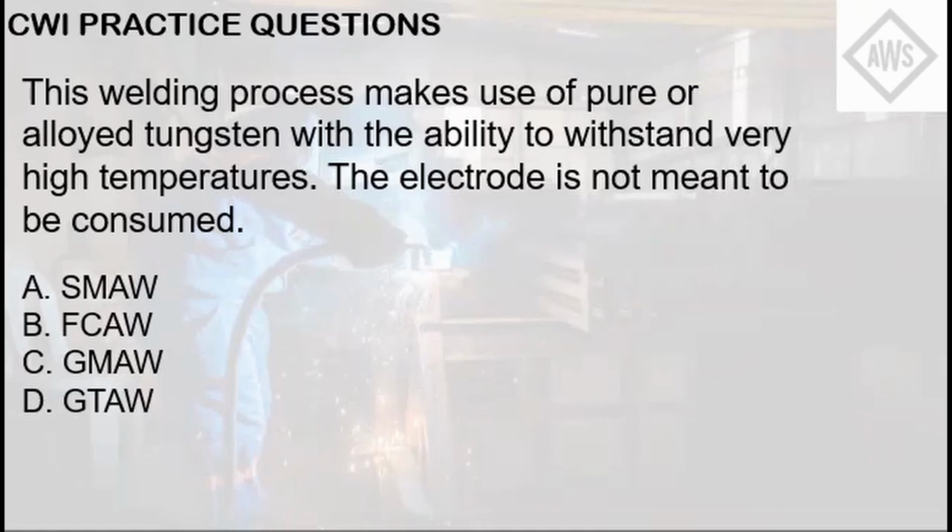GMAW consists of meters and meters of wire that is being fed to the gun, and it doesn't have tungsten in it. So GTAW, or gas tungsten arc welding, makes use of an alloy tungsten that is subjected to a very high temperature, and it is fused with a filler metal or a filler rod that is being fused to the base metal so as to weld it in place. So the answer here is GTAW, or gas tungsten arc welding, commonly known as TIG welding.